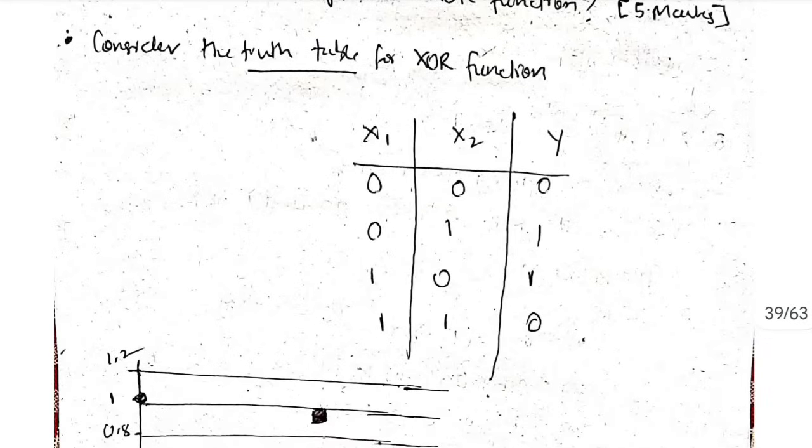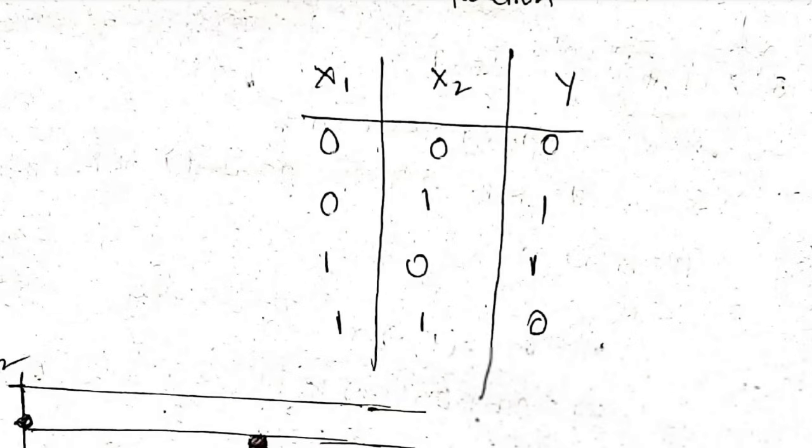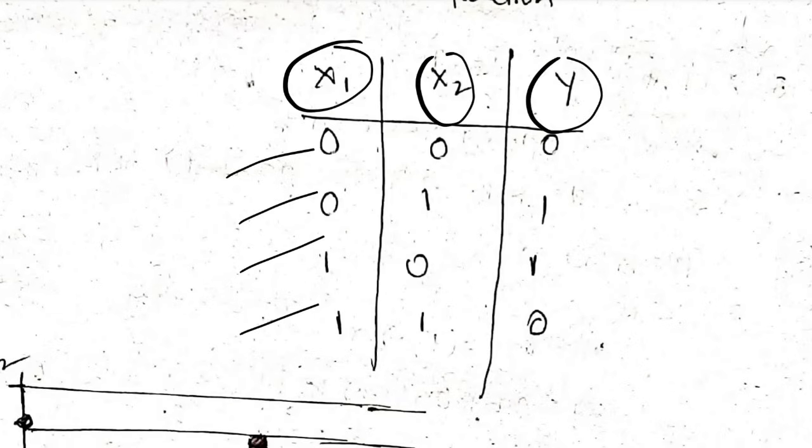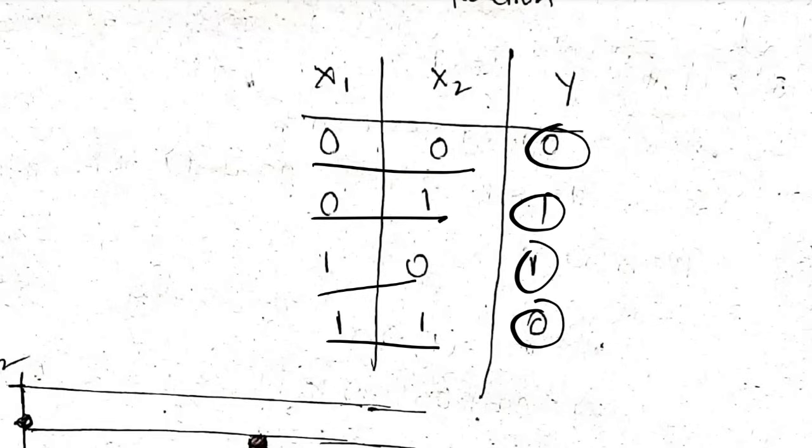For understanding that, we need to consider the truth table for the XOR function. See here in the truth table of the XOR function, what all can you find? How many rows are there? 4 rows are there, right? And this is x1, this is x2, and this is the output value. In the XOR function, if both are the same, my output will be 0. In the rest of the cases my output will be 1. This much you know, right?